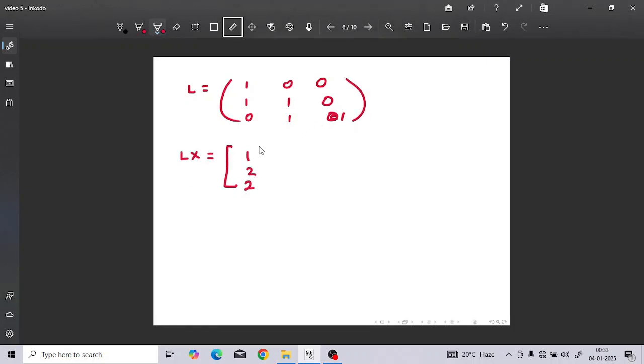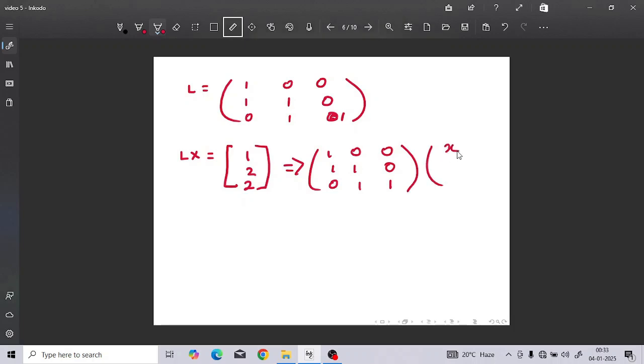Now from these unknowns, we have already computed the matrix L. So our matrix L is 1 0 0, L21 is 1, then 1 0, L31 is 0, L32 is 1, and the last entry is 1. Now we have to find the solution of the system Lx equals to 1 2 2. So let's write L as 1 0 0, 1 1 0, 0 1 1.